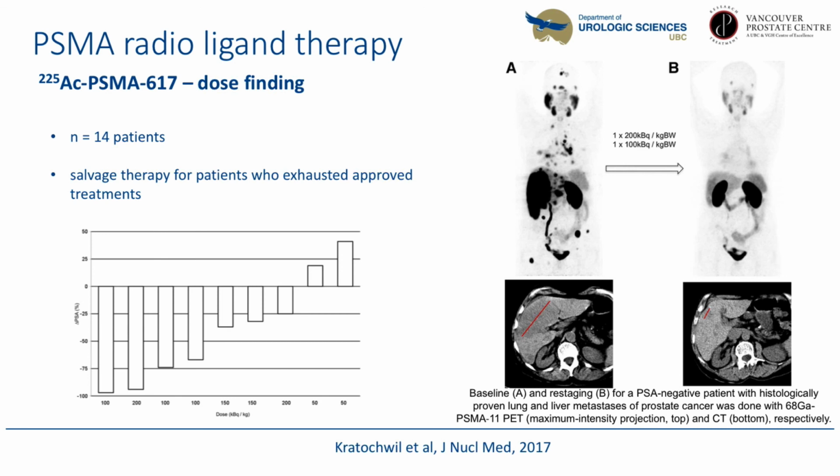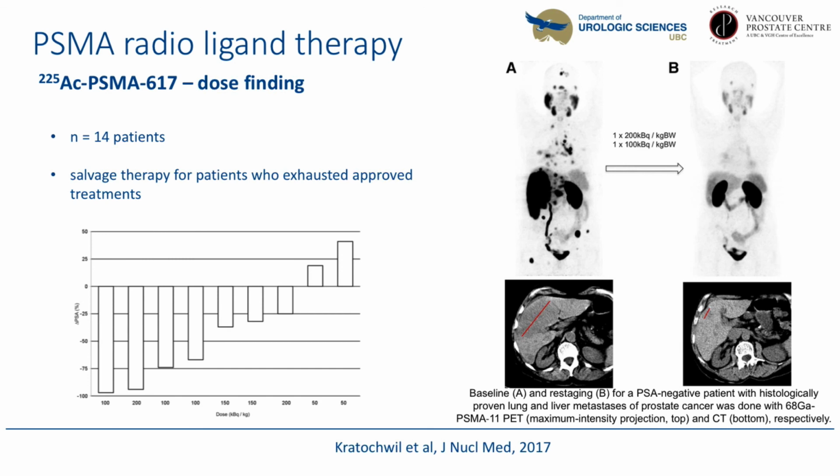Again, all of them exhausted approved treatments. So what you can see on the bottom here is a waterfall plot for the PSA response. There have been different dose levels of actinium, however, not really in a dose-finding manner like in a prospective trial, but the nuclear medicine physicians just decided on which dose to give which patients based on their clinical appearance. Nevertheless, in the patient with the 50 kilobecquerel, there was not really a PSA response, and in the patients with a dosage at or above 100 kilobecquerel, there was a PSA response which was not clearly dose dependent.